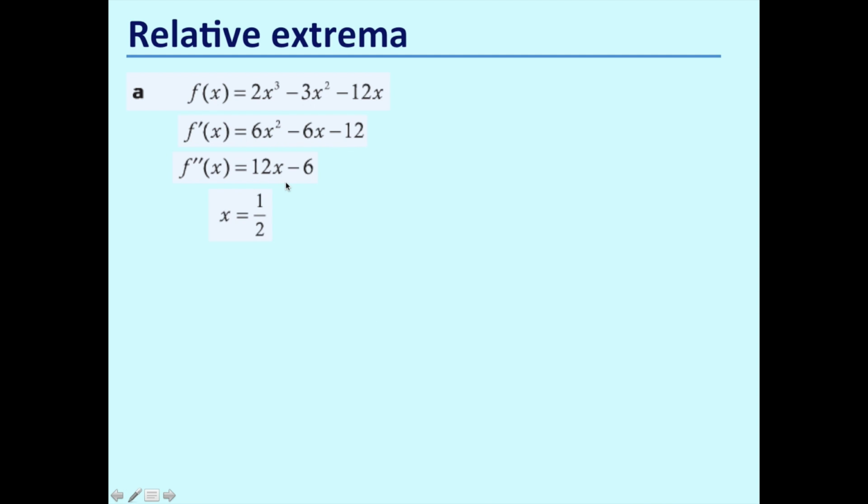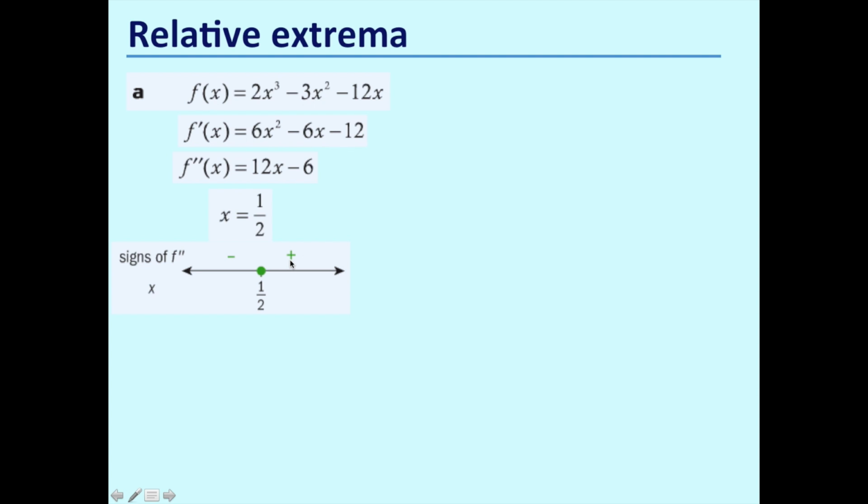Set that equal to 0 and solve for x, which will give us x equals a half. So we need to test the concavity either side of this. We can substitute a value either side, for instance 0 to the left, into here, and that will give us a negative value. If we choose a similar point on the right, we'll get a positive value.